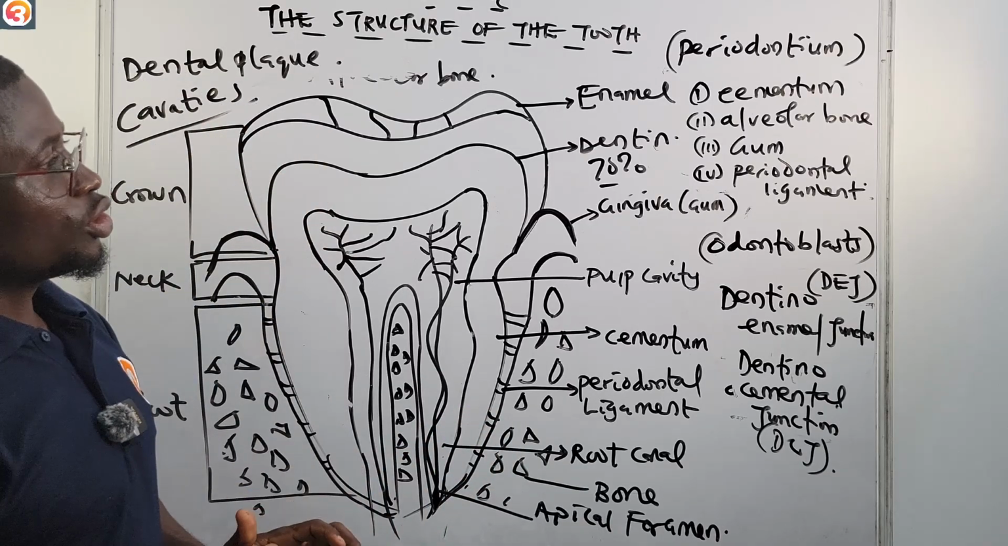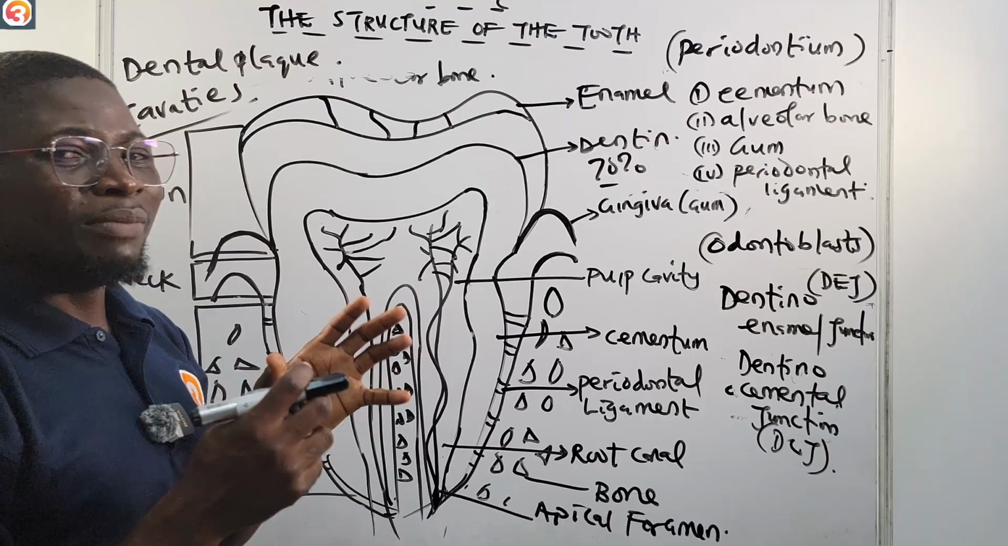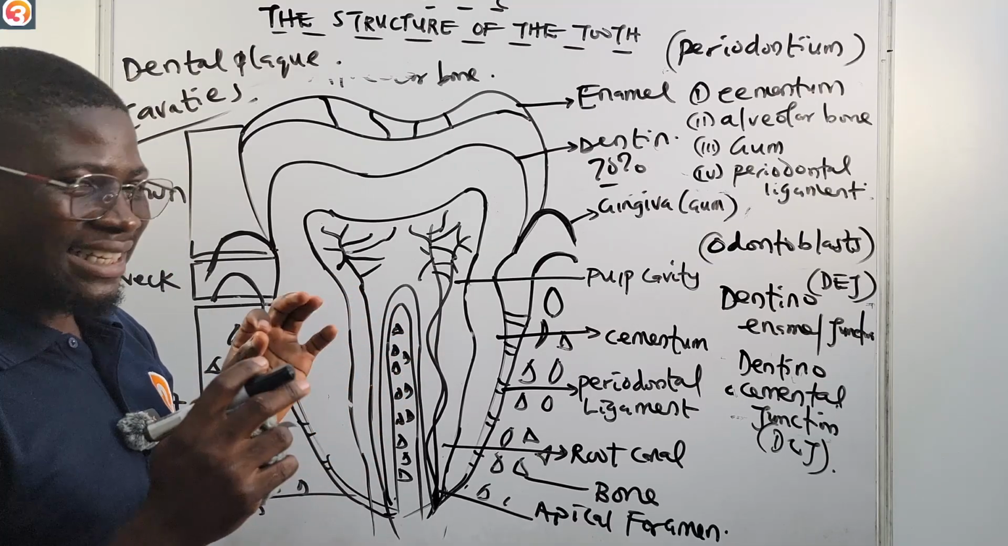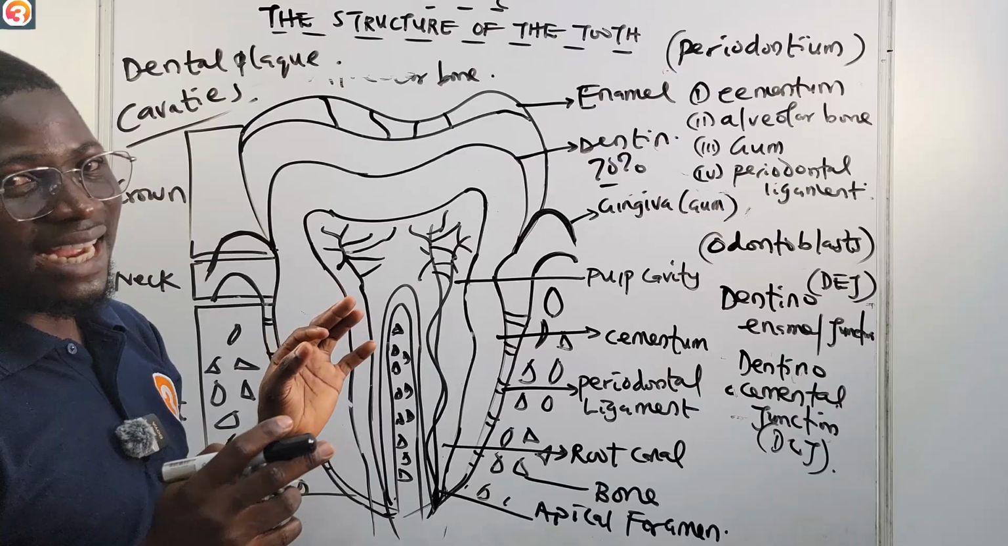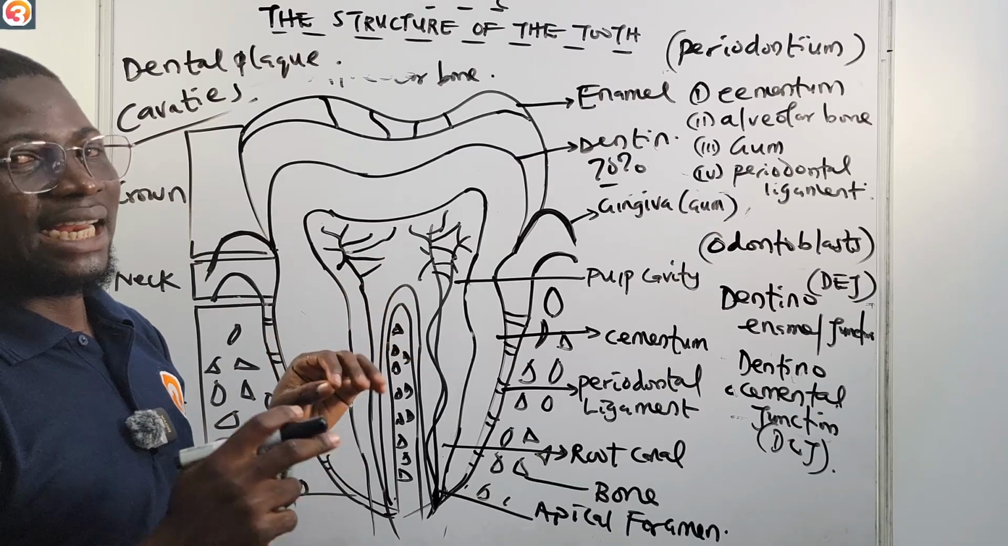So the dentin accounts for most of the mass of the tooth. And like I said, it is definitely softer than the enamel, but of course it is harder than the bones.